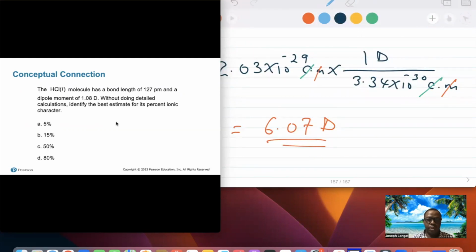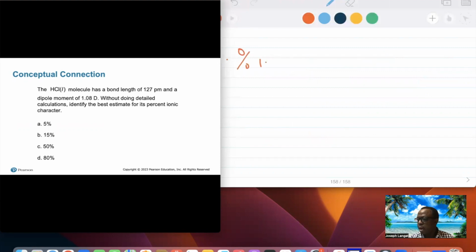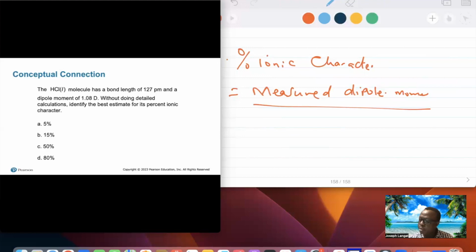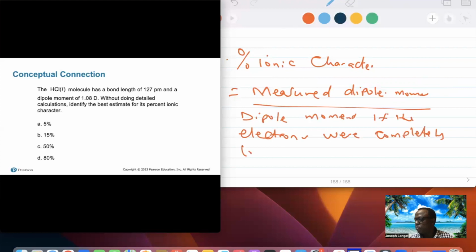Now, to calculate percent ionic character, percent ionic character is given by the measured dipole moment over the dipole moment if the electrons were completely transferred, and this is times 100%.